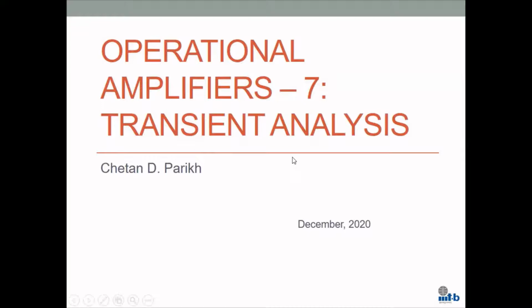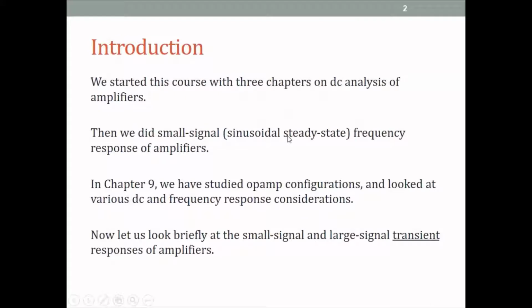So this and the next couple of lectures we look at transient analysis of amplifiers. When we started this course, for the first 3 chapters we had looked at DC analysis. Then in chapter 6 we looked at a small signal sinusoidal steady state frequency analysis. Then in chapter 9 we have been looking at op-amp configurations and looking at DC and frequency response characteristics.